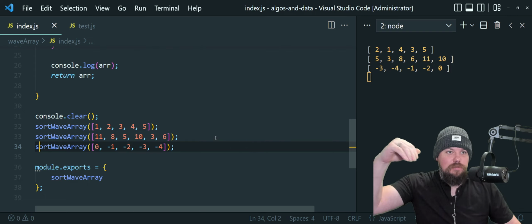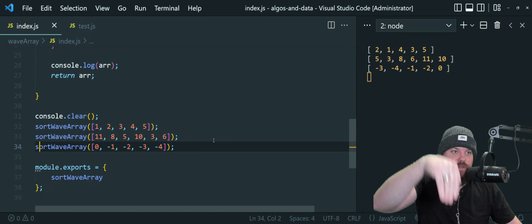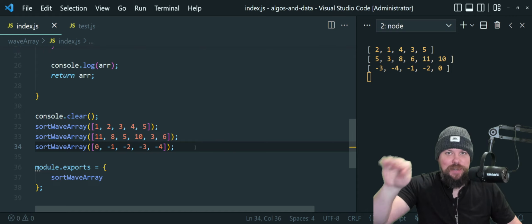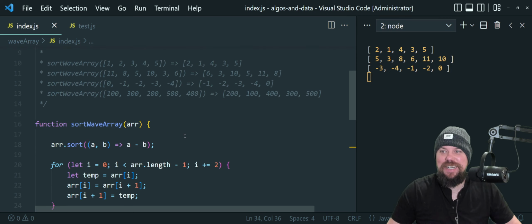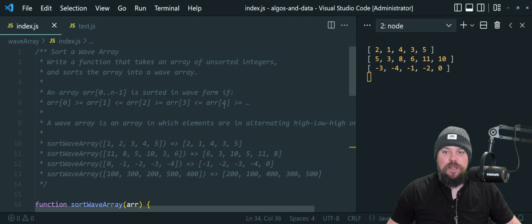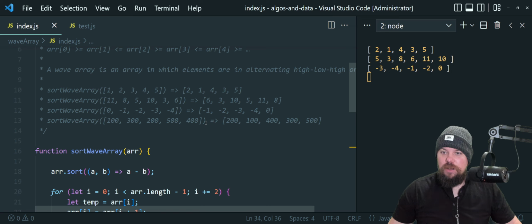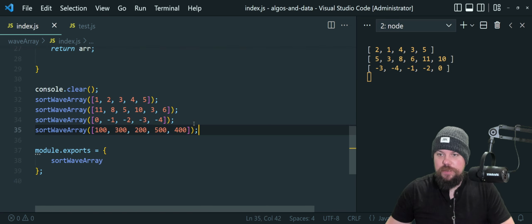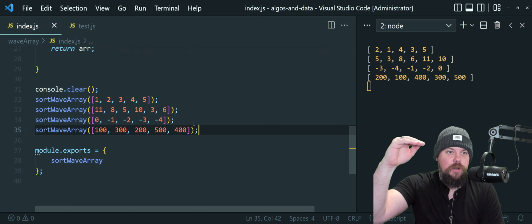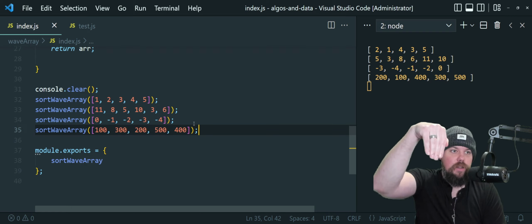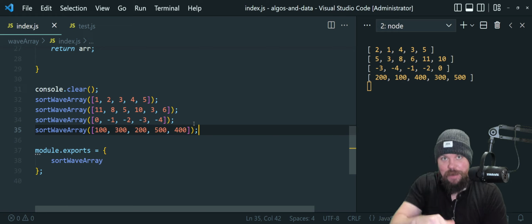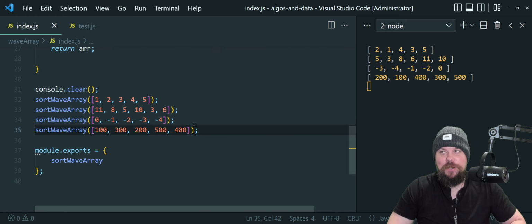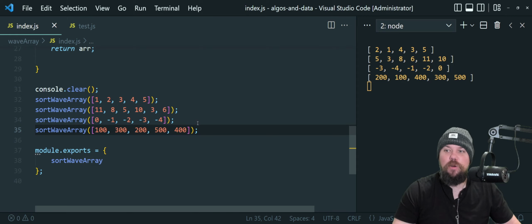Negative 3, negative 4, negative 1, negative 2, and 0. Yeah, that one took me some brain power to make sure that the negatives were correctly wave ascending there. Or wave of high, low, high, low, high, low. Looks good. All right, and our final call to sort wave array, to confirm it worked, is 200, 100, 400, 300, and 500. I like the hand motion here, almost like I'm mentally confirming that those numbers are going up and down the way they should for our wave pattern.